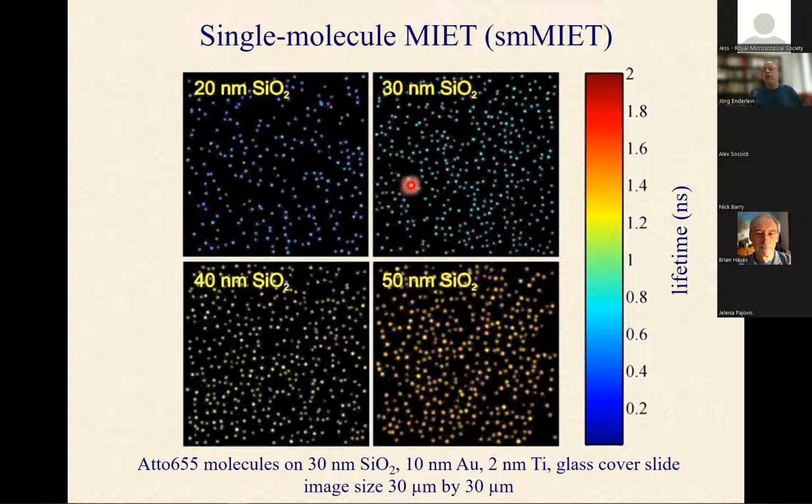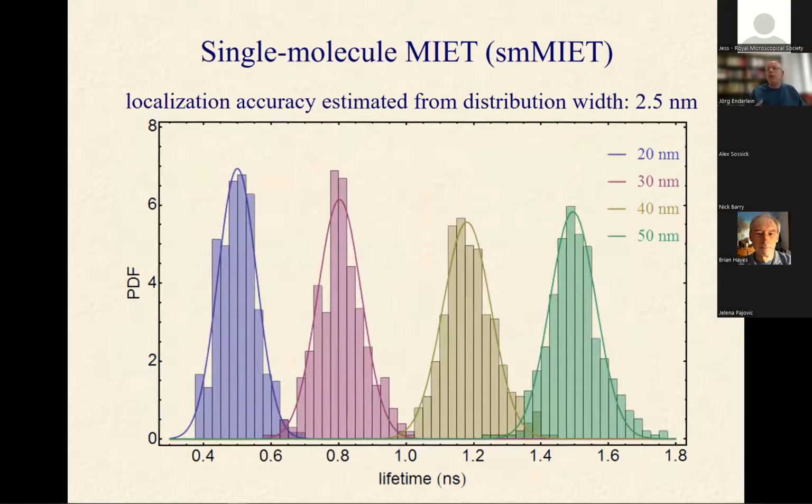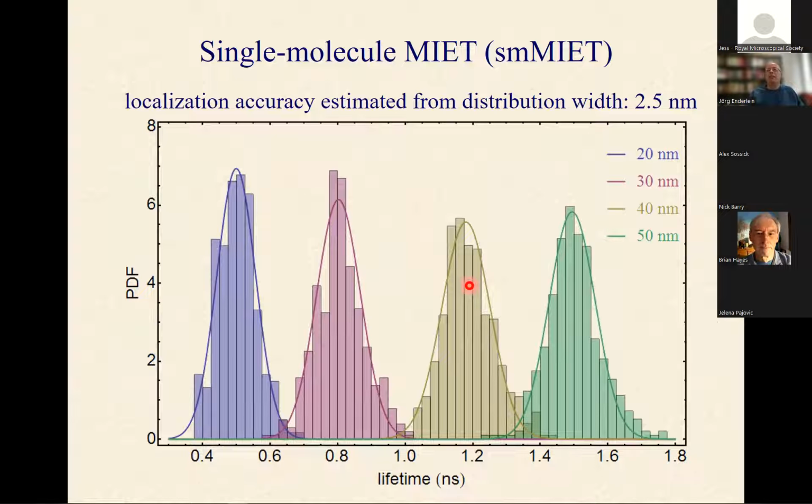The second message is that indeed, when you move your molecules only by 10 nanometers away from your gold surface, then there's a huge change in lifetime. So you can clearly see the difference. And when you do the statistics, again, we can estimate how good the single molecule localization along the optical axis is. And we find, for roughly 8 to 10,000 photons till photobleaching, which is of course the limit of a single molecule experiment, consistently an axial resolution of 2.5 nanometers. So that was a very good message.